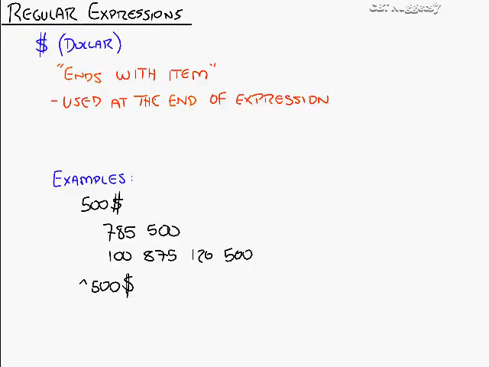You may need to rely on the regular expression of a dollar symbol. This means ends with the item. It's the polar opposite of the caret. It is used at the end of an expression. So if we typed in 500$, we did a show IP BGP regular expression 500$, we're going to see all the things that end with 500.